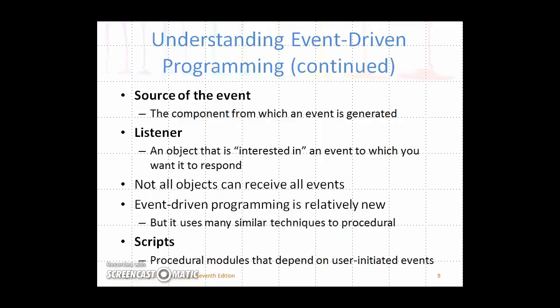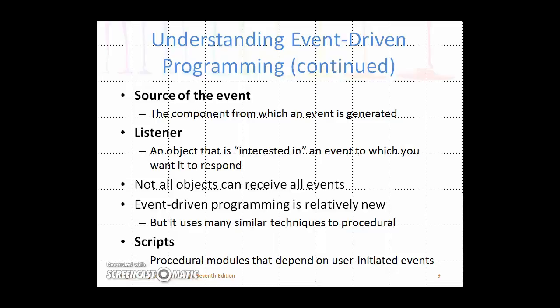Within an event-driven program, the component from which an event is generated is the source of the event. Example, the button user clicks to cause an action. Now, an object that is interested in an event to which you want to respond is a listener. So not all objects can receive all events. Example, clicking anywhere on a screen won't necessarily make you save the program.